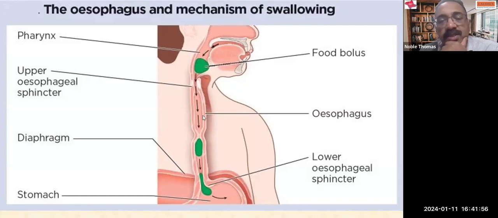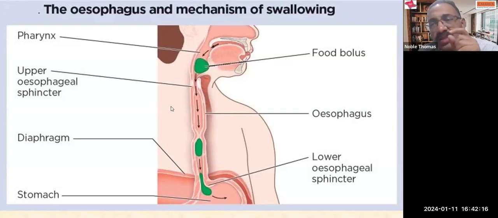The bolus enters into the esophagus and goes all the way into the stomach. At the entry of the stomach, there are certain muscles arranged which open only when the food goes inside. It cannot open outward, and they are made up of very strong muscles called the sphincter muscles. The upper esophageal sphincter muscles.